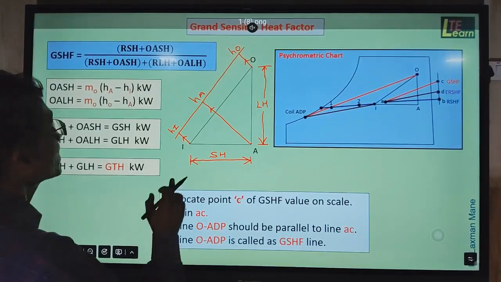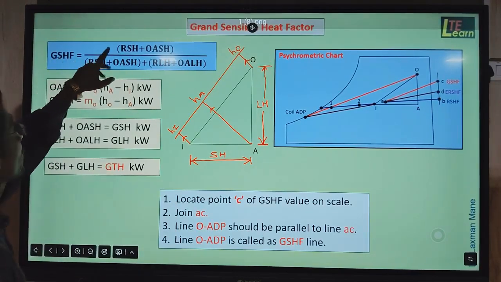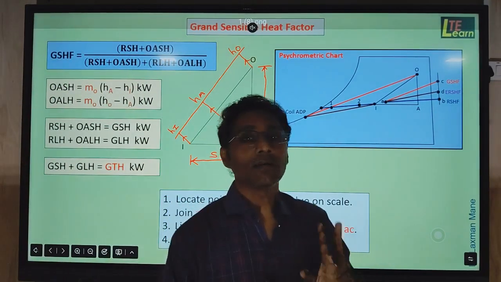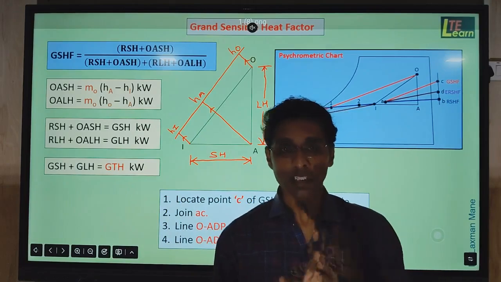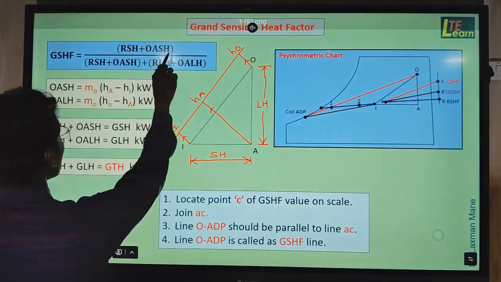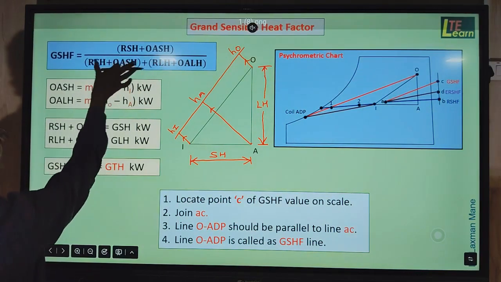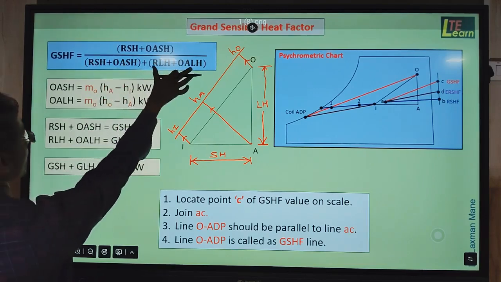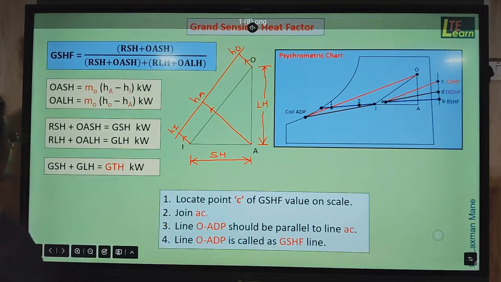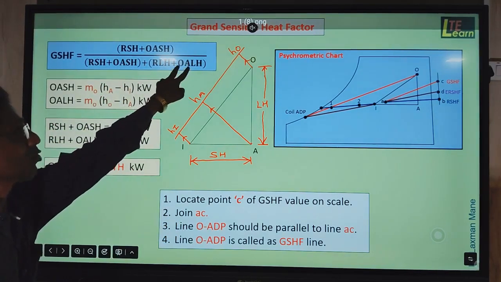Now, in the grand sensible heat factor calculation, we use the formula of RSHF, and in that formula we consider the outside heat content, which has two parts: outside air sensible heat and outside air latent heat. So the formula becomes RSH plus OASH in the numerator, divided by, in the denominator in the same bracket, room latent heat plus outside air latent heat. Now, how do we find this outside air sensible heat and outside air latent heat?